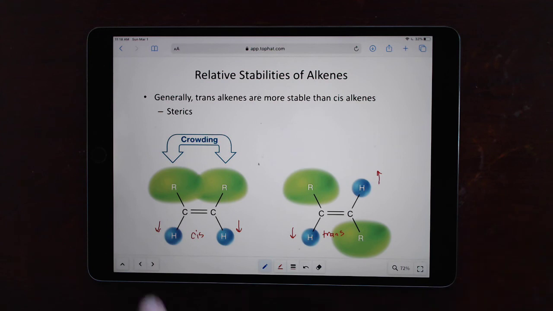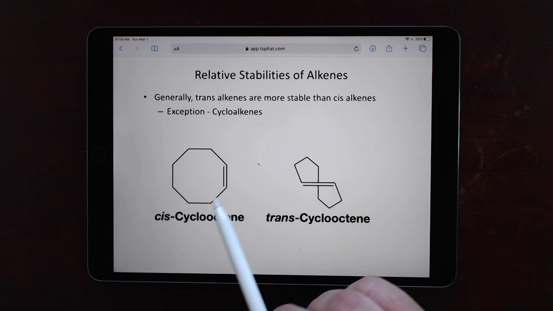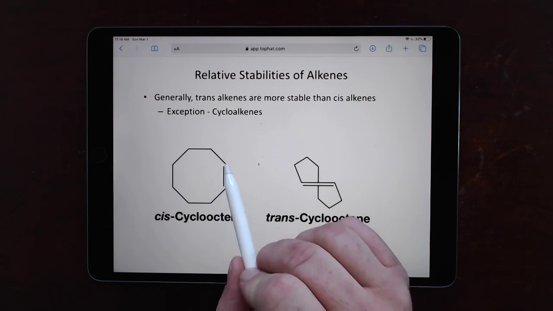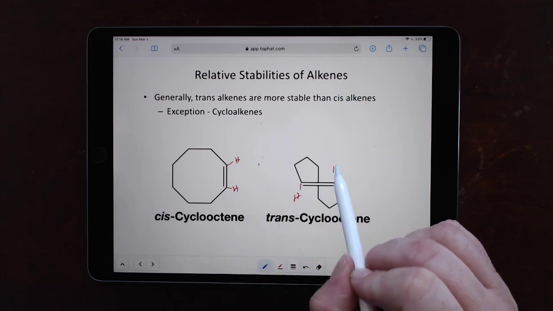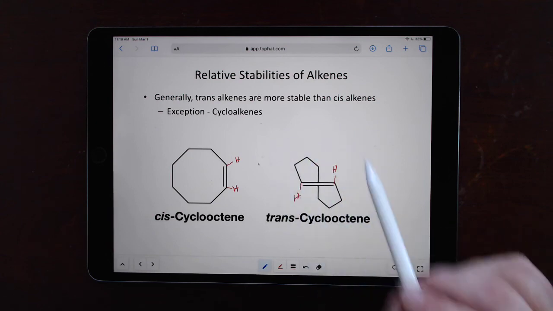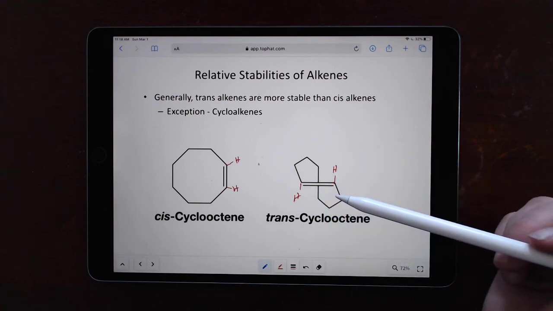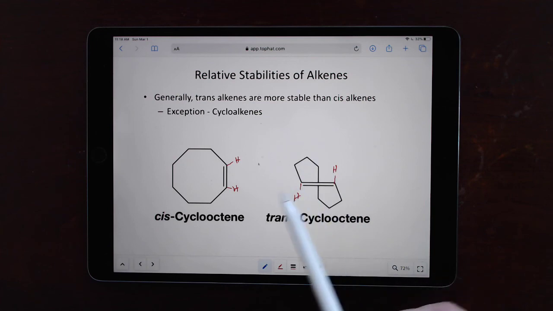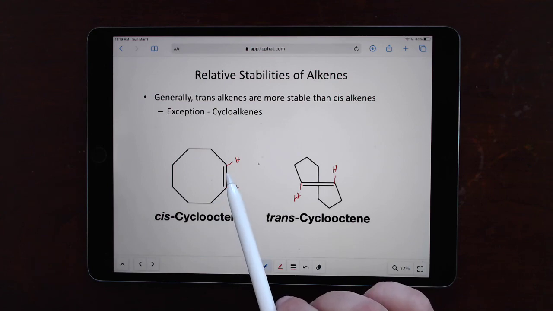Okay. The big exception is the cyclic ones, where the cis is almost always going to be more stable, because here the hydrogens are pointed like this. Here in the trans version, it's going to look like that. This is as small of a ring as you can get with a trans double bond. And actually, I've got this in the lab, and it's incredibly reactive. So the cyclics are almost always going to be cis.